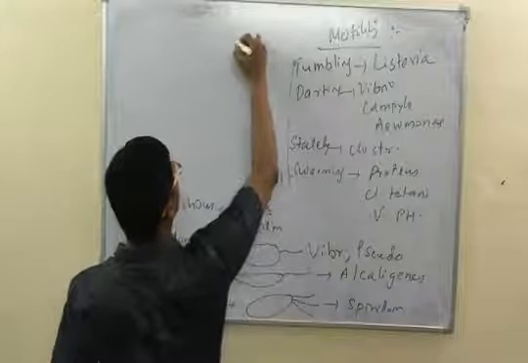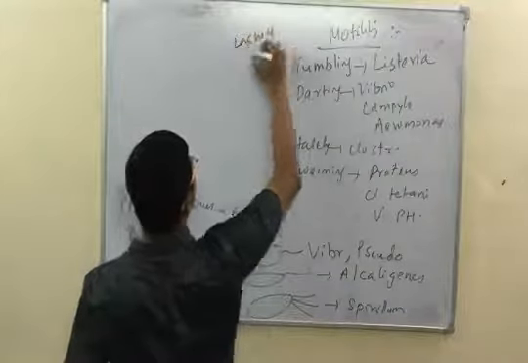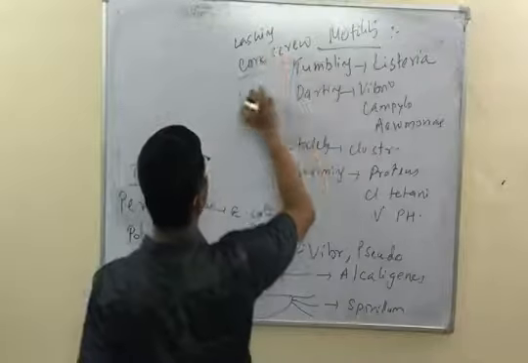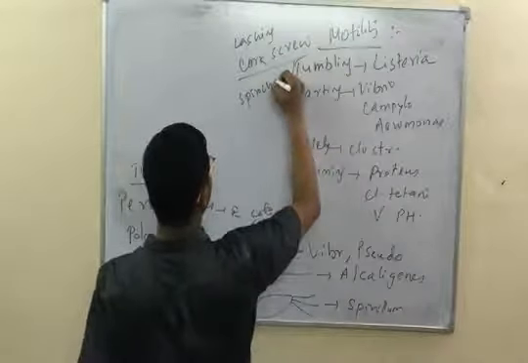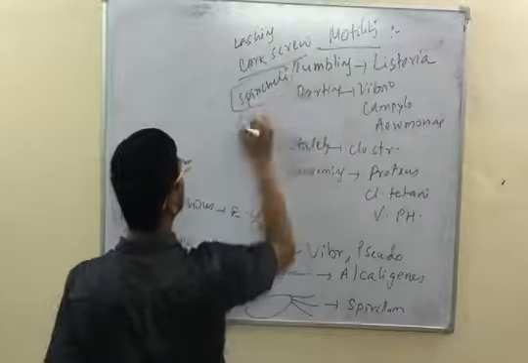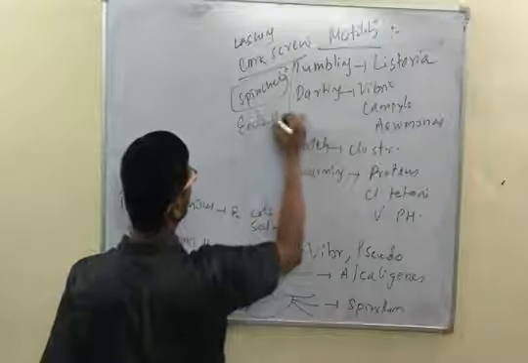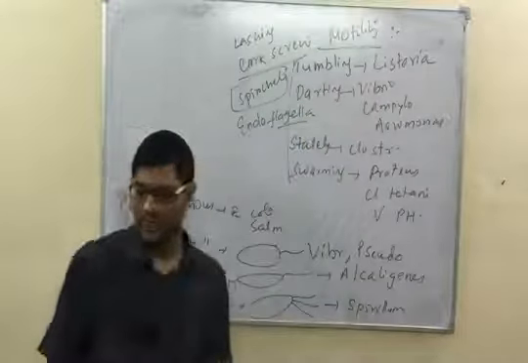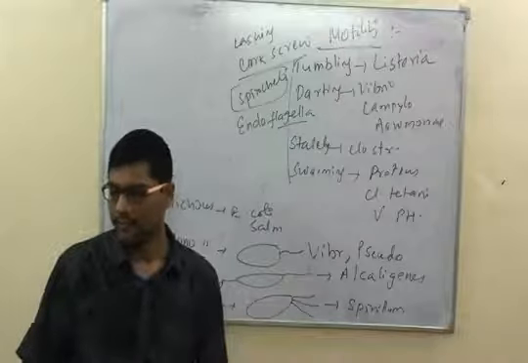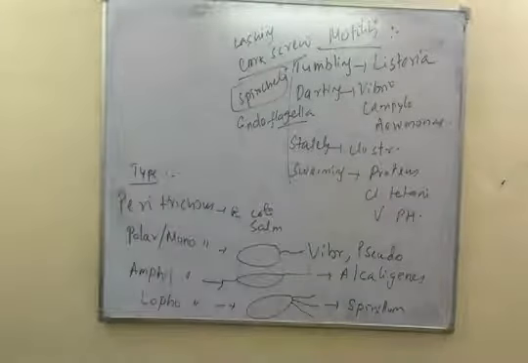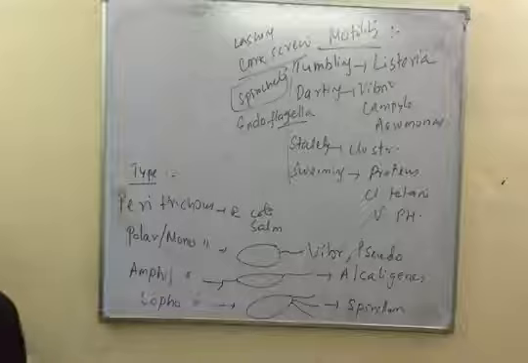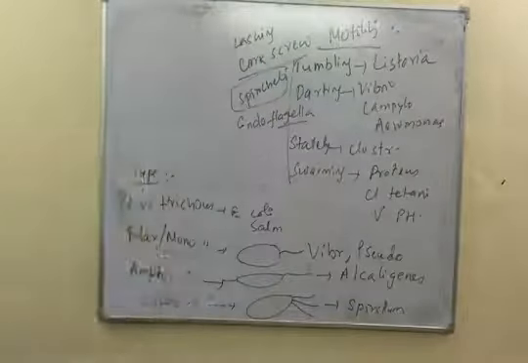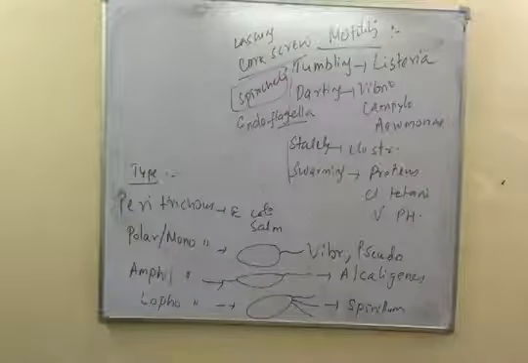Then lacing motility, corkscrew motility, all these are seen in spirochetes. And please remember, spirochete is the only example where you will have endoflagella, that is flagella present inside the cell wall, endoflagella. Okay, so let us now discuss the other important areas, that is how to demonstrate the flagella.